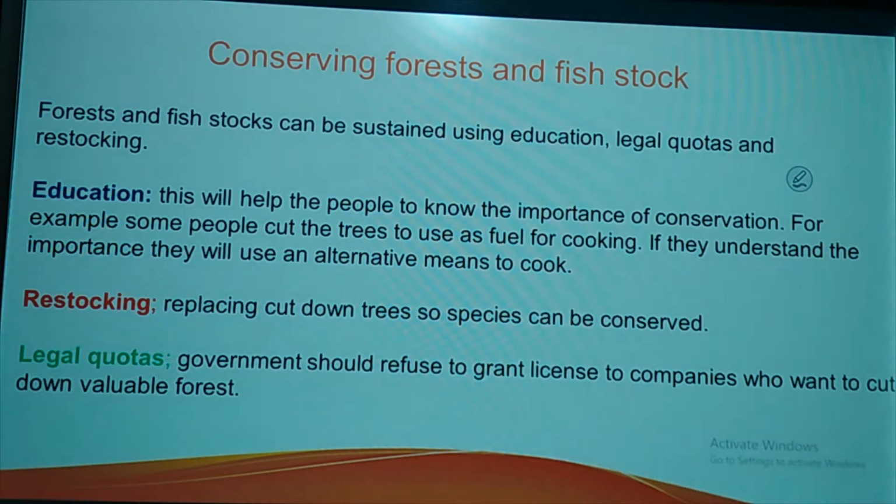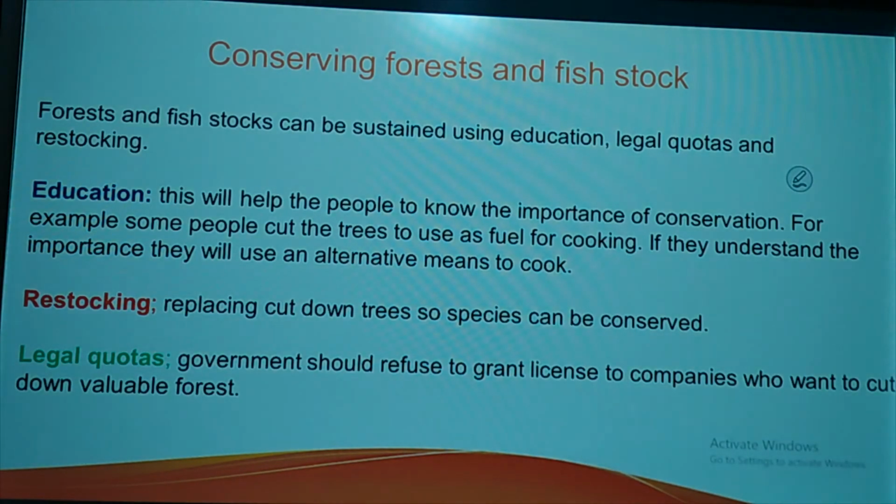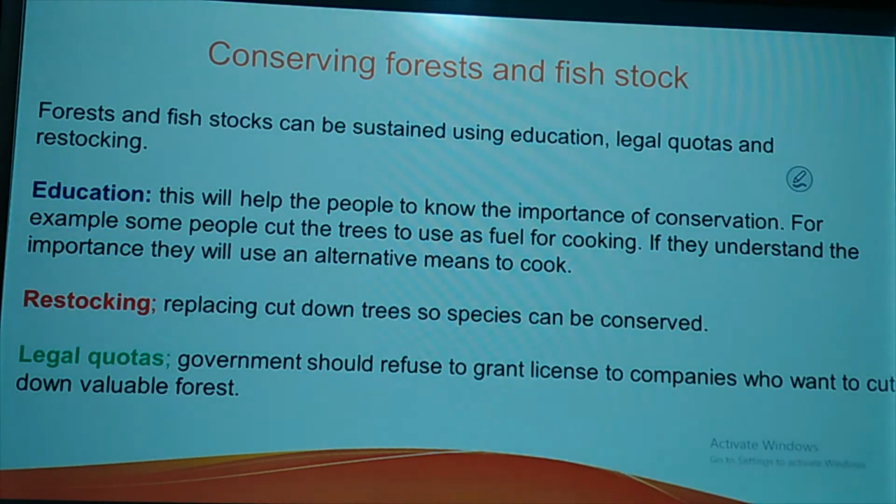So the next one we'll talk about is legal quotas. This simply means that governments should refuse to grant licenses to companies who want to cut down valuable forests. Okay, so doing these three things can help us to conserve our forests. So the question says, name three ways that can be used to sustain our forest and fish. Then we know it is education, restocking, and legal quotas. Okay?